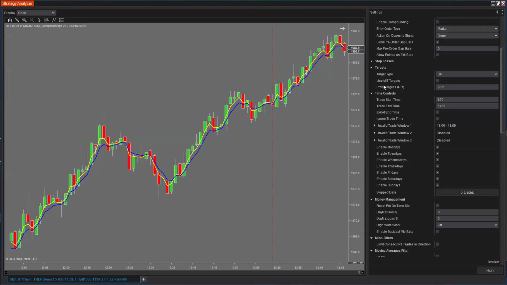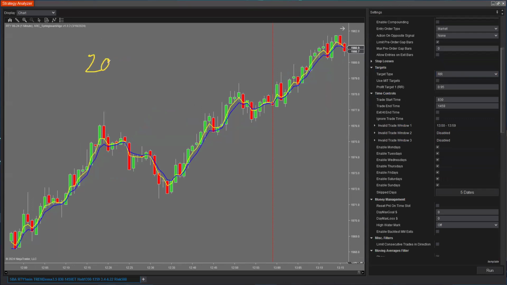So we've covered stops. Targets, you've got risk reward, you've got ticks, and you've got ATR. Risk reward means if your stop is 20, what's your reward as a multiple? So if it's 1-to-1, that's going to be 20 ticks. If it's 2-to-1, it's going to be 40 ticks. If it's 0.5, it's going to be 10 ticks, and so on. So that's risk reward. With ATR, you can set the period for your ATR. So let's say it's an ATR 5 and your ATR 5 is 20 ticks. Then it's going to be a percent multiple of the ATR.